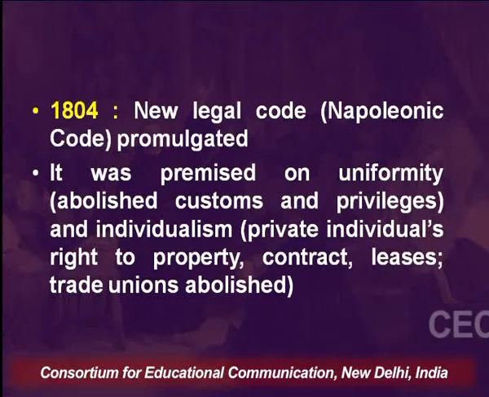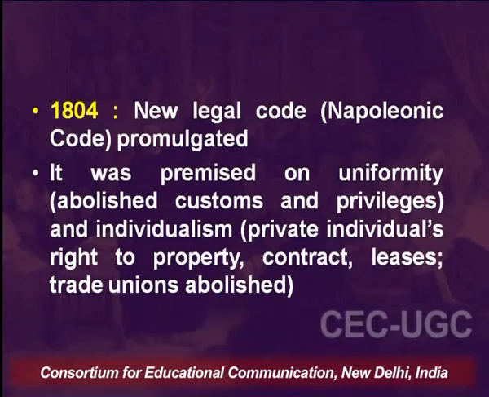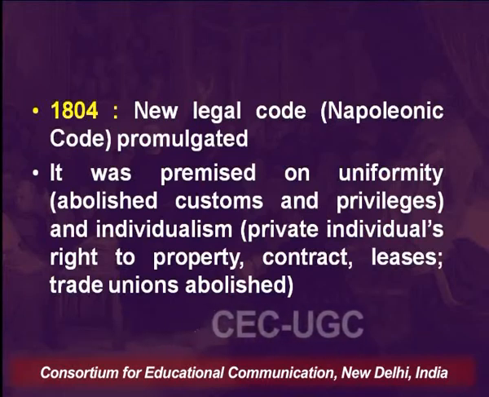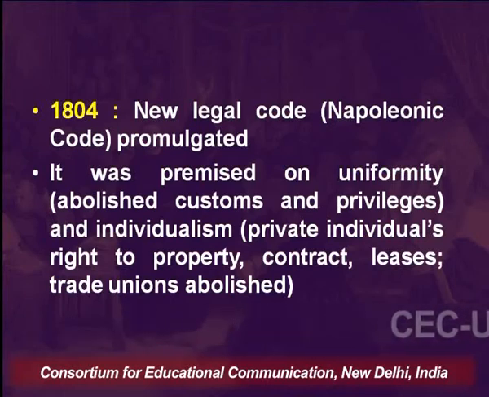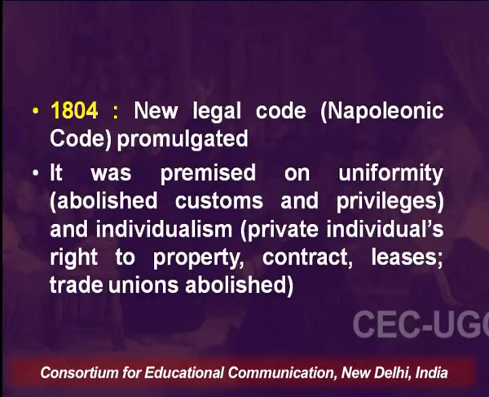In 1804, we have the new legal code, popularly known as the Napoleonic Code, promulgated, and Napoleon is known for this. It's his flagship program, you can say. And again, this new legal code is something that permeated in areas outside France, also in Europe, as a consequence of those areas being brought under the Napoleonic Empire. And this new legal code, which bore the personal stamp of Napoleon, was premised on uniformity.